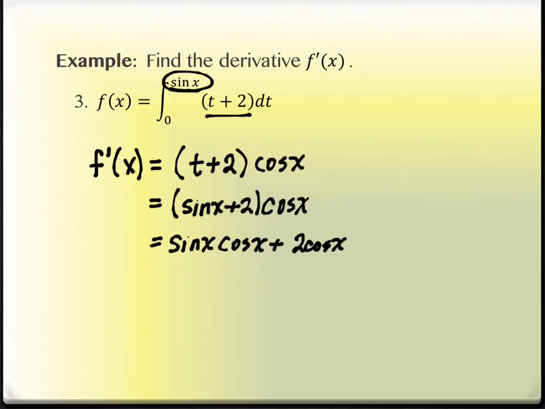So let me show you why it works. We're going to do this problem out longhand. That is, we're going to take the antiderivative, and then take the derivative, and see what happens. So what is the antiderivative from 0 to sine x of t plus 2? I got the numbers in the wrong place: sine x up here, 0 down here. So just looking at t plus 2, what's the antiderivative of t?